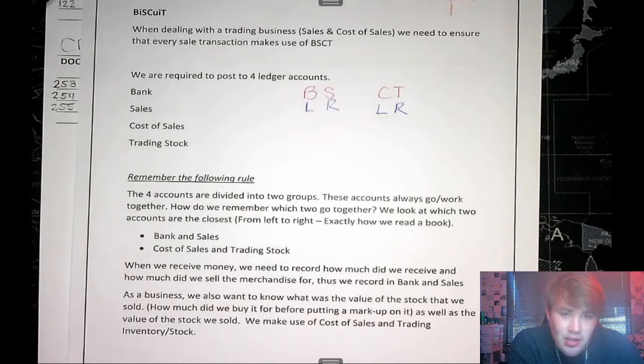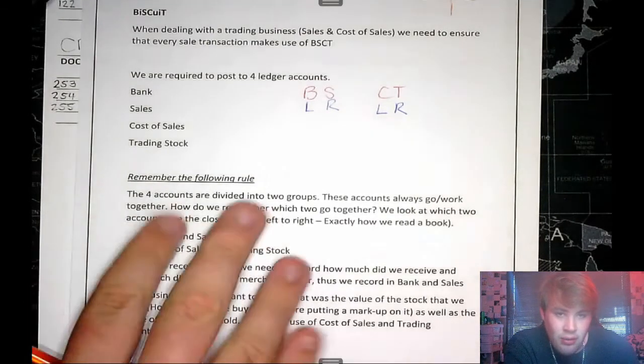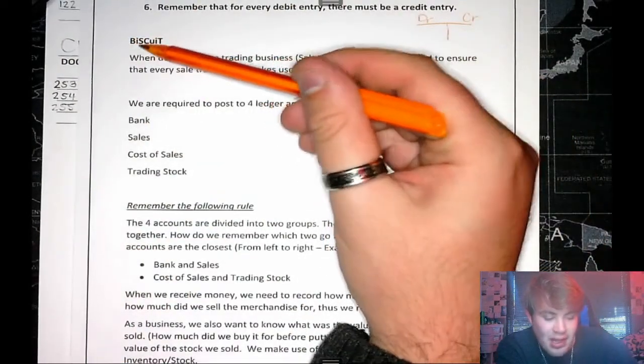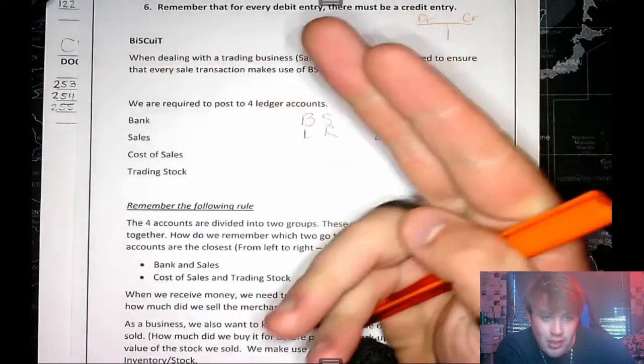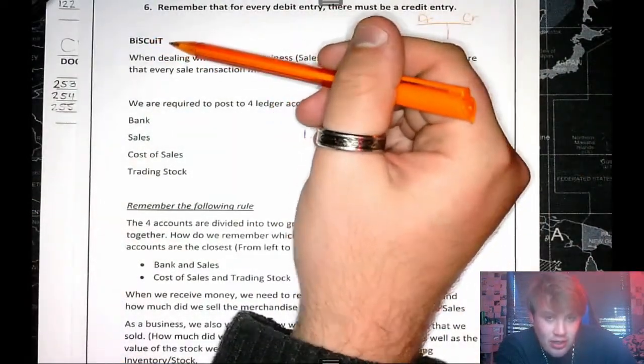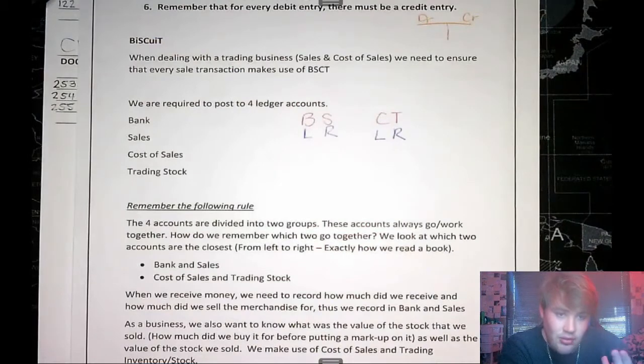These accounts always go or work together, right? How do we remember which to go together? So we look at the accounts that are closest together, okay? From left to right, so exactly how we read a book. So if we look here, from left to right, bank is first and then sales is second. So those 2 accounts go together. Then we have cost of sales and trading stock left over, so therefore those 2 have to go together, right?